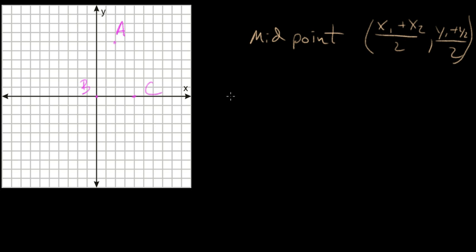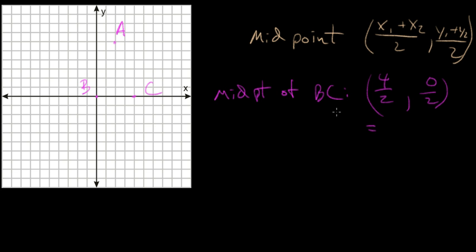Now, first of all, the midpoint of BC, well, if we do this, add the two x's. You got x equals 0 and x equals 4. So that's 4 over 2. Add the two y's, 0 plus 0, 0 over 2. So the midpoint of BC is 2, 0. Does that not make a little bit of sense? That's about halfway in between there.